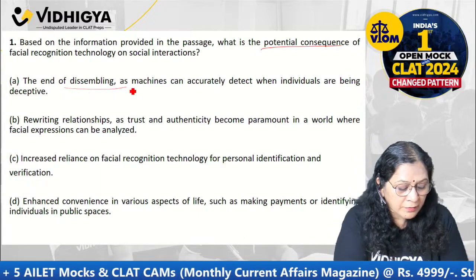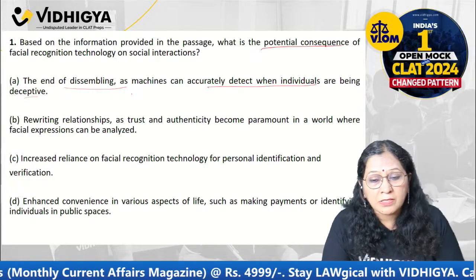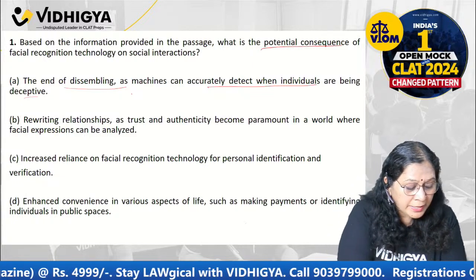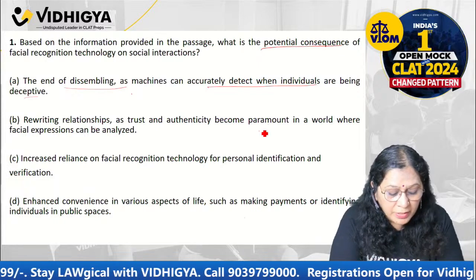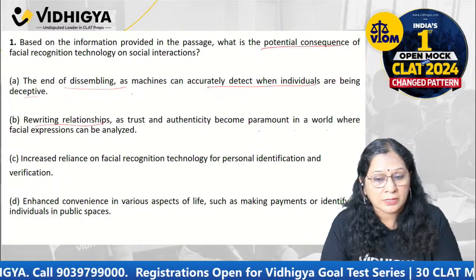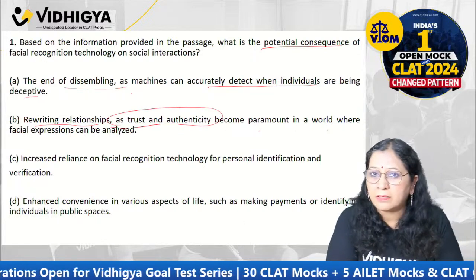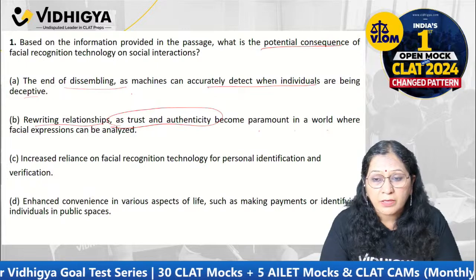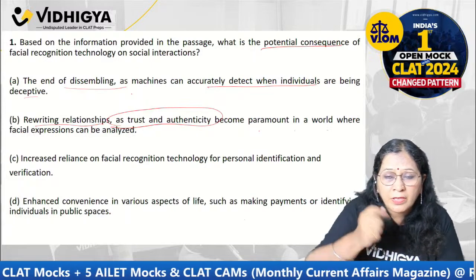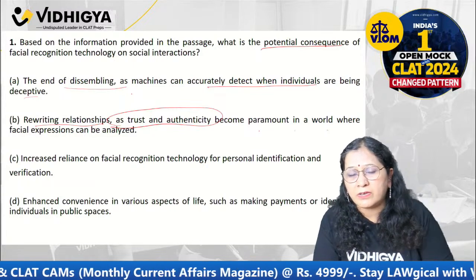हमारे पास. देखो, end of dissembling as machines can accurately detect when individuals are being deceptive. That was, we remember, that was in the third paragraph, a small one. But rewriting relationships as trust and authenticity become paramount in a world. मतलब rewriting relationship हमें लगेगा कि हाँ ये भी आंसर हो सकता है, लेकिन ट्रस्ट एंड ऑथेंटिसिटी की बात थी क्या कि ट्रस्ट बहुत जरूरी है अभी आजकल की दुनिया में. हाँ जरूरी है, but then that was not what was talked about in the passage. So though if we go only according to the words, that will be making us mark an incorrect answer.